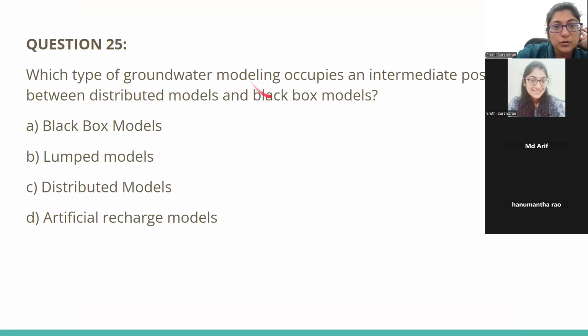Now, which type of groundwater modeling occupies an intermediate position between distributed and black box model? We talked about three models: black box, lumped, and distributed. Which one is occupying an intermediate position out of this: black box, lumped, distributed, or artificial recharge models?